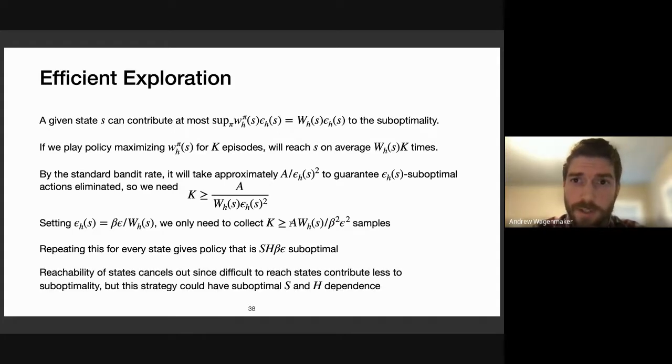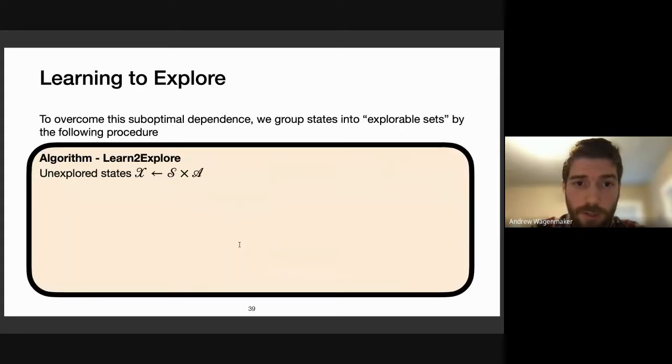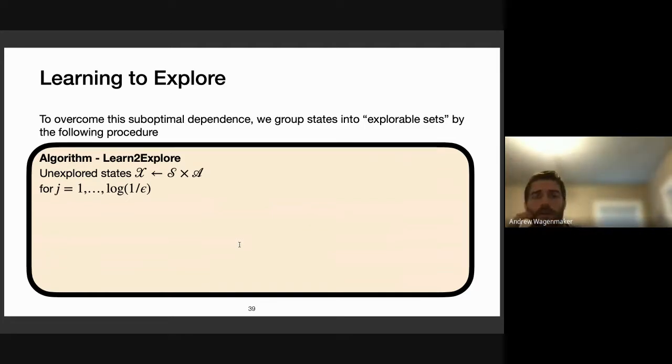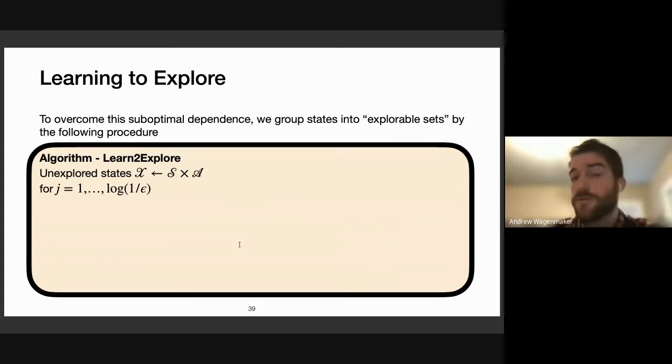Now, this strategy doesn't actually work in practice, because you'll end up with a suboptimal dependence on S. So it's not going to be minimax or nearly minimax optimal in the worst case. To overcome this, we propose a procedure we call learn to explore. We have some novel tweaks to it, but the basic idea has appeared before. It's similar to the RMAX algorithm, for those familiar with that, as well as some of the reward-free learning papers, which use similar ideas to traverse an MDP.